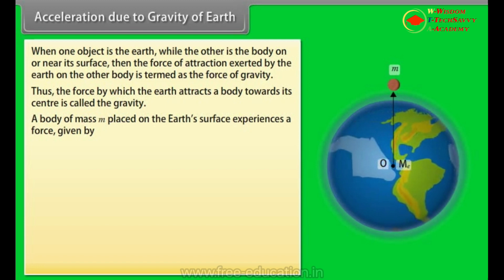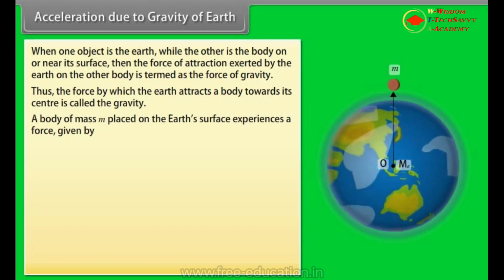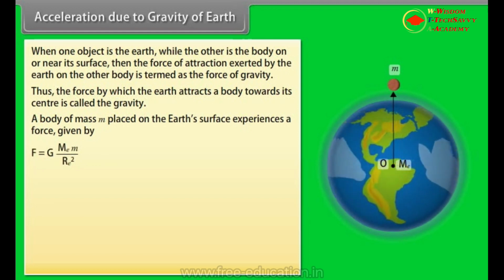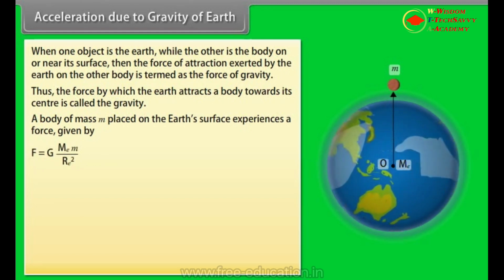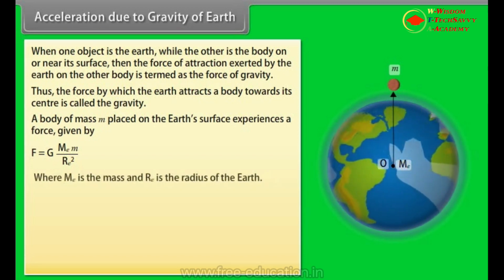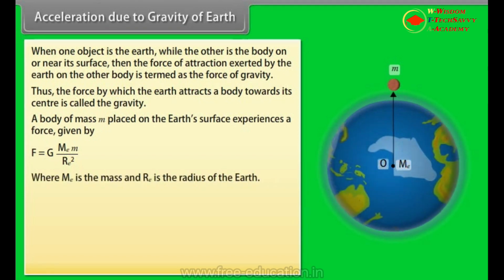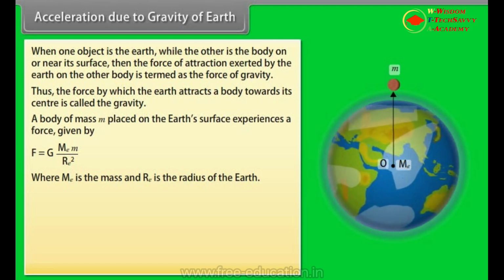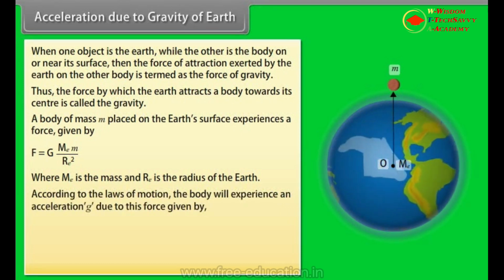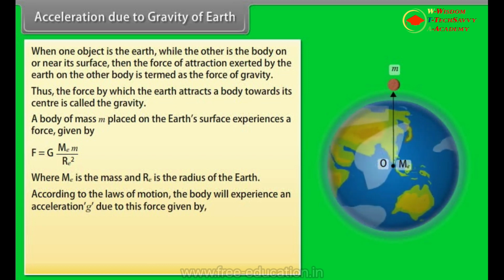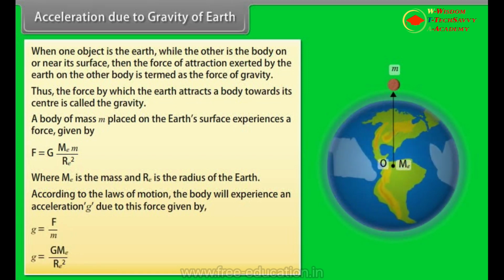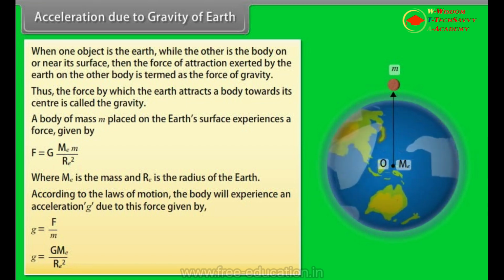A body of mass m placed on the Earth's surface experiences a force given by F is equal to G into M_E m upon R_E squared, where m is the mass and R_E is the radius of the Earth. According to the laws of motion, the body will experience an acceleration g due to this force, given by g is equal to G into M_E divided by R_E squared.